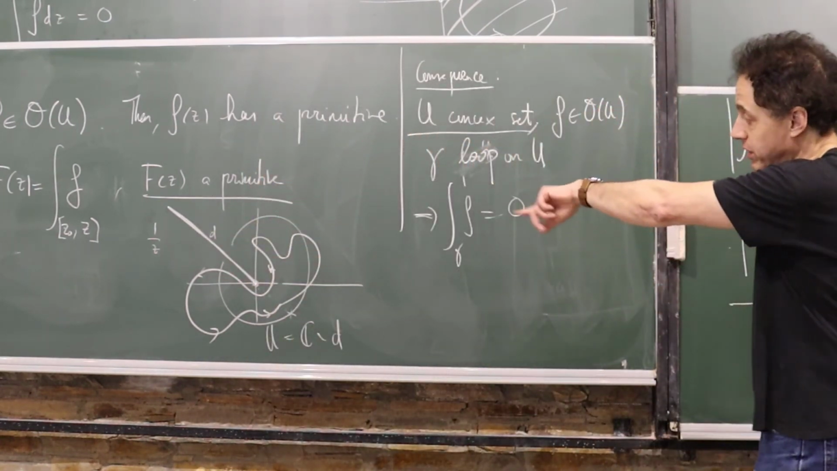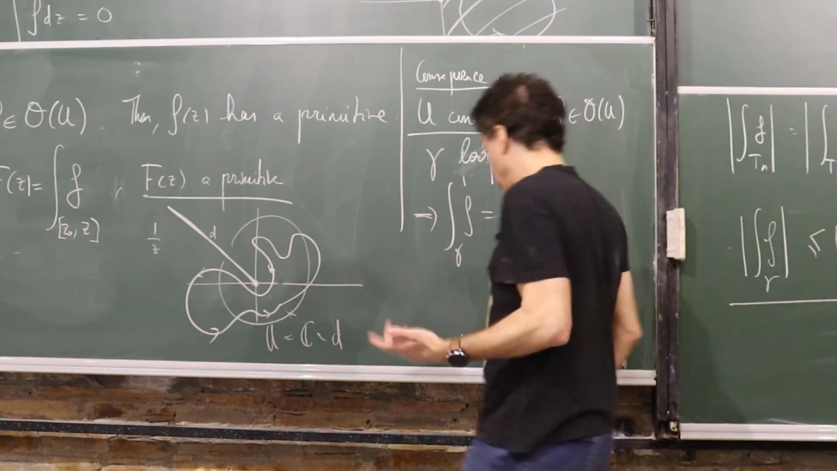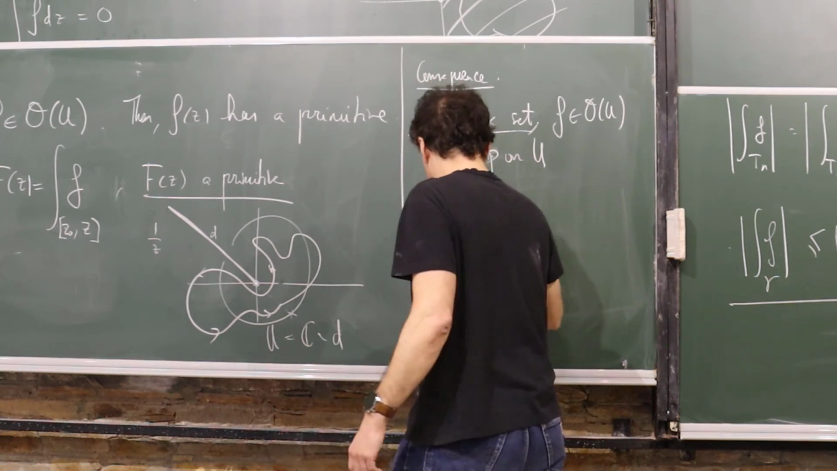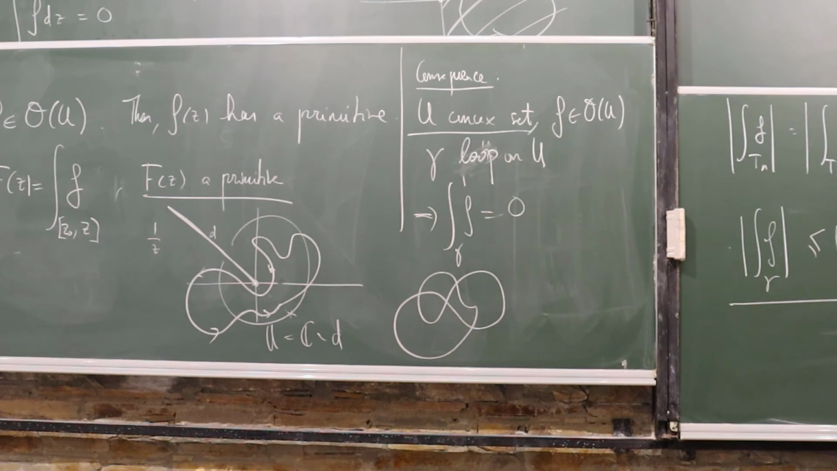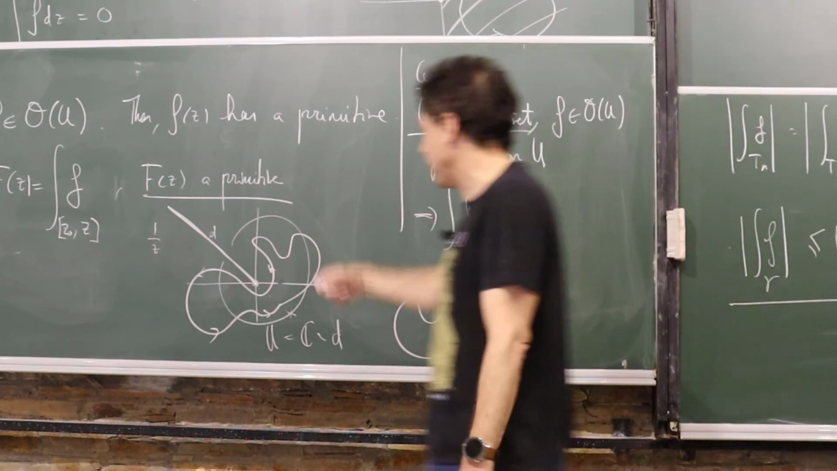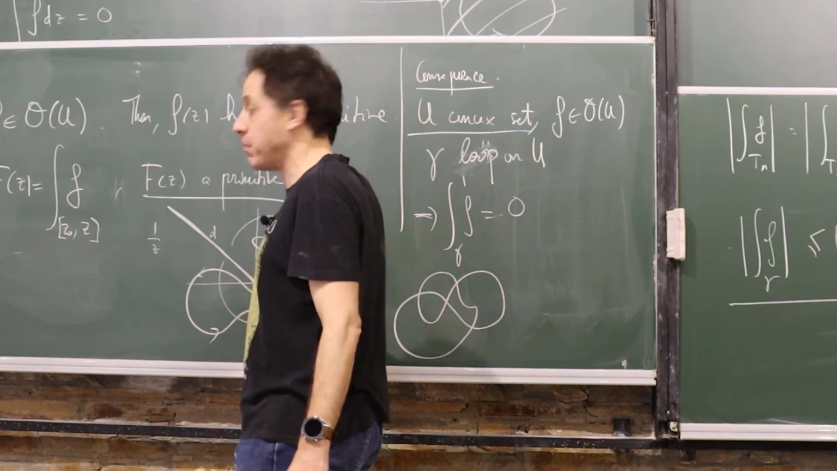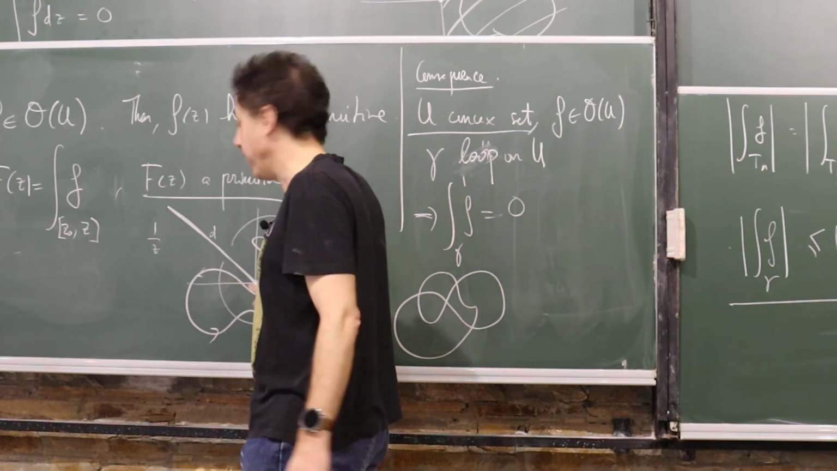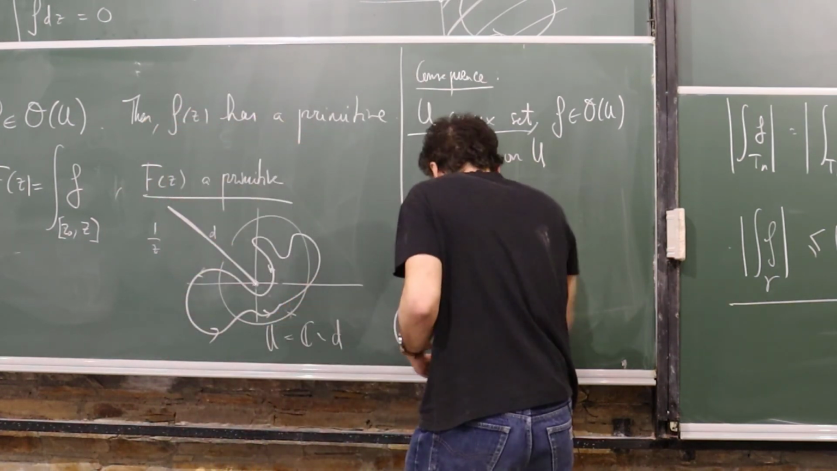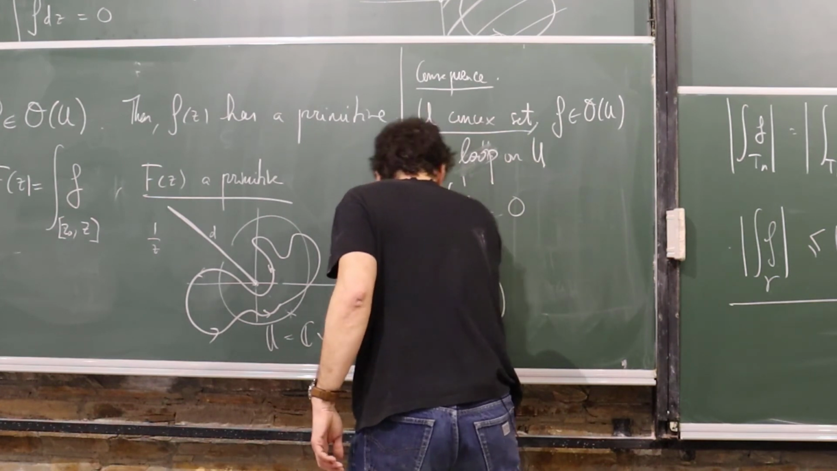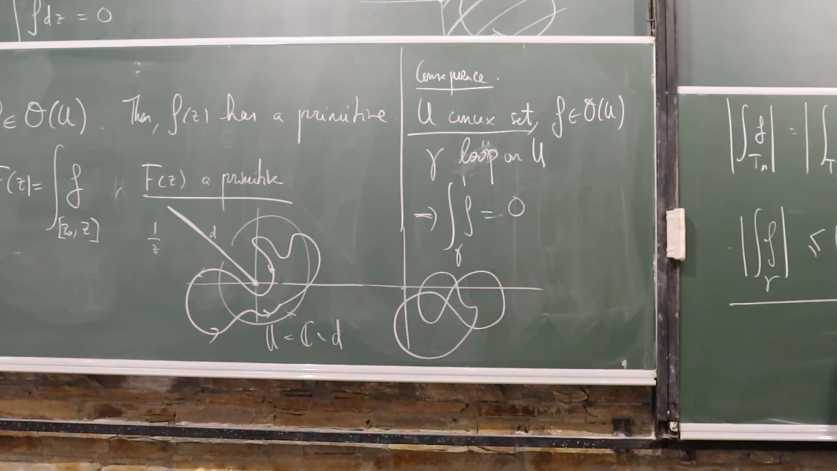I always draw the paths like this, but a path can intersect itself. So a path can be something like this. This is not forbidden for a path. I always draw it like this, but the idea is the same. The path must not, in this example, go around the origin. So, for instance, if the origin is here, this is not a problem.